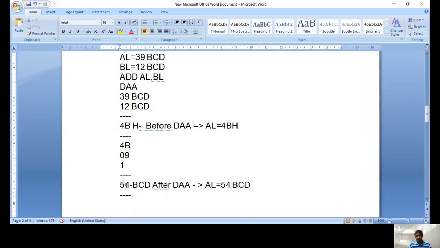For example, if in this result hexa occurs again, then again it will add 09 if the lower 4-bit is more than 9, or 90 if the higher 4-bit value is more than 9. And it will continue until the result is BCD. So after the DA instruction, what is the result now? 54. It's a purely BCD form. Like that, the DA instruction is taking two BCD numbers and making the result also pure BCD form only, no hexa form.